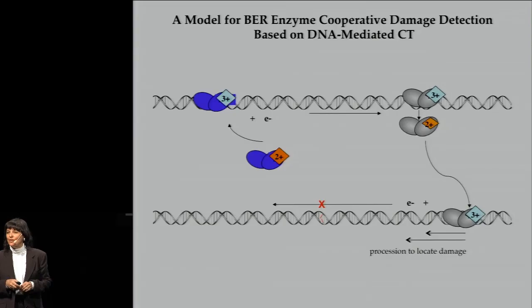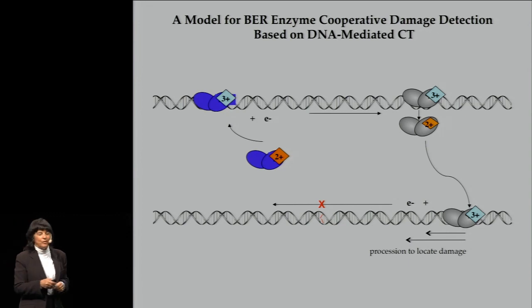Okay, so let's forget about the details. Those are the facts. It binds better in the oxidized form. The potential is shifted when it's bound to DNA. So what's our model for how this all works? Here's our model for how DNA charge transport is used by repair proteins. The idea is as follows.